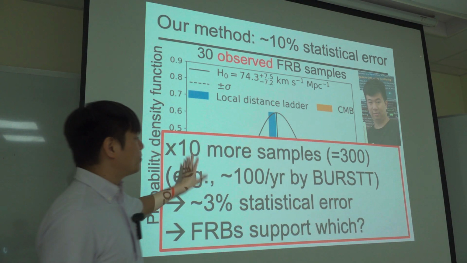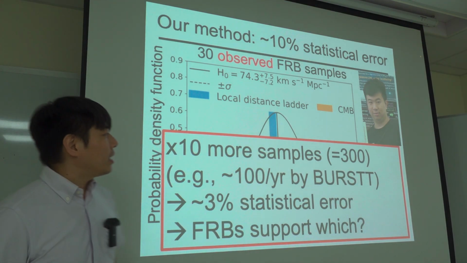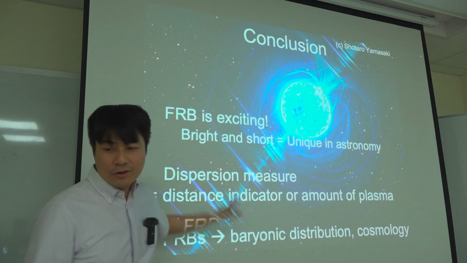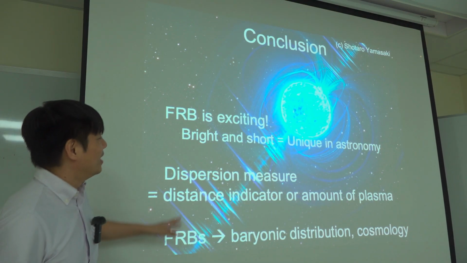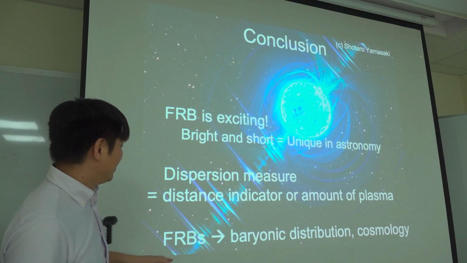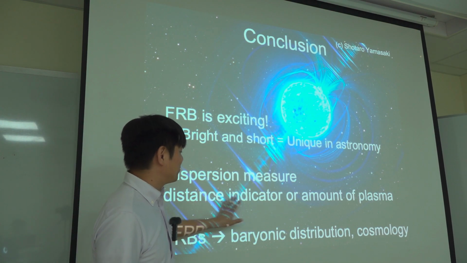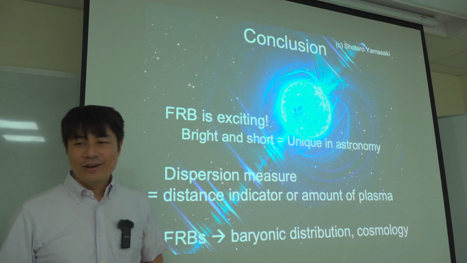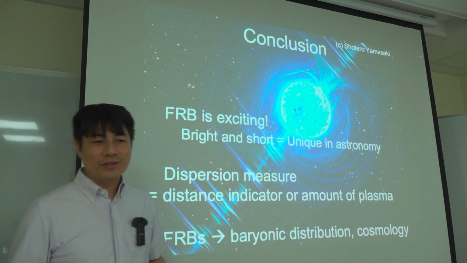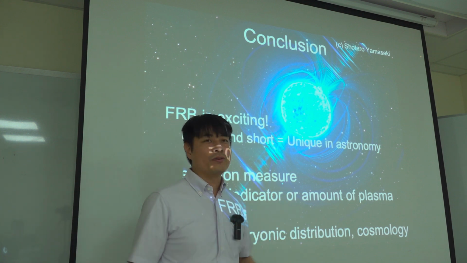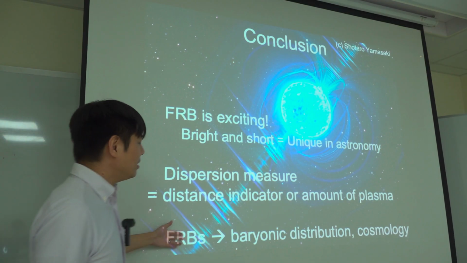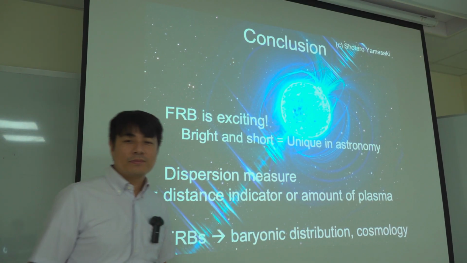Therefore, I'm really expecting this kind of thing. Then if I summarize, this is Johnson's part. This is not a summary of the whole talk, sorry, it looks like one. FRB is interesting, exciting. The dispersion measure can be a distance indicator or a measure of the amount of plasma. So therefore, we can do the Hubble constant or the baryon distribution in the universe. Anyway, this is related to cosmology. Okay, that's the summary of the scientific part.